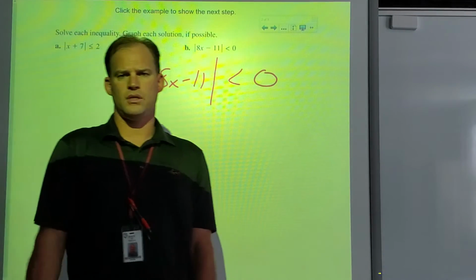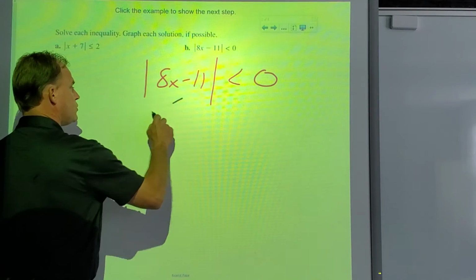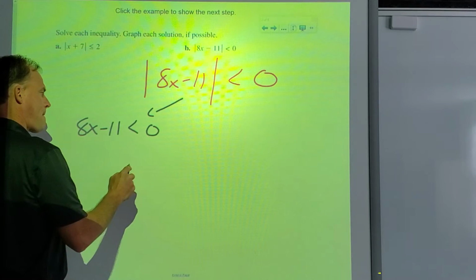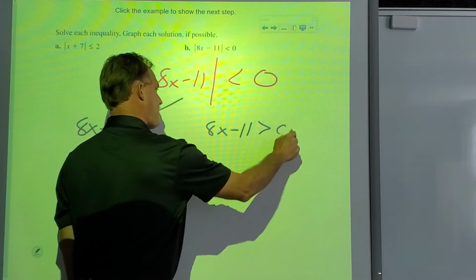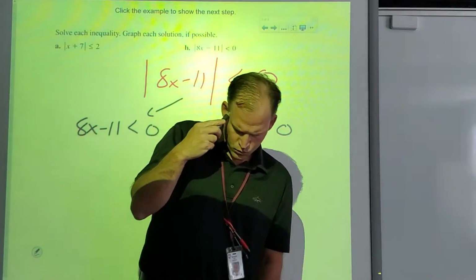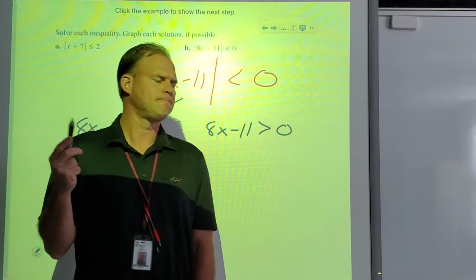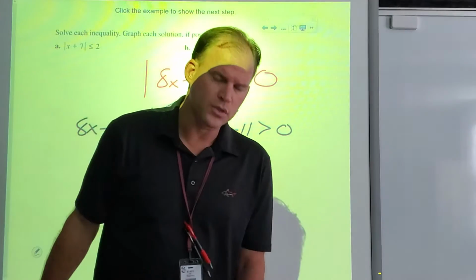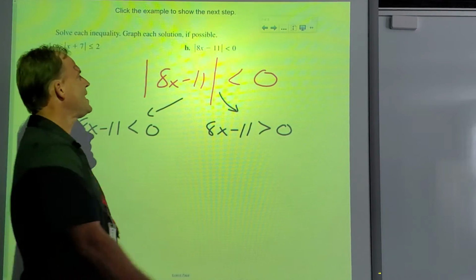8x minus 11 is less than 0. So, split it into two equations. Zero's kind of funky, isn't it? So here we go. Got to switch those brains on. We got to use some common sense. We got to think a little bit here.